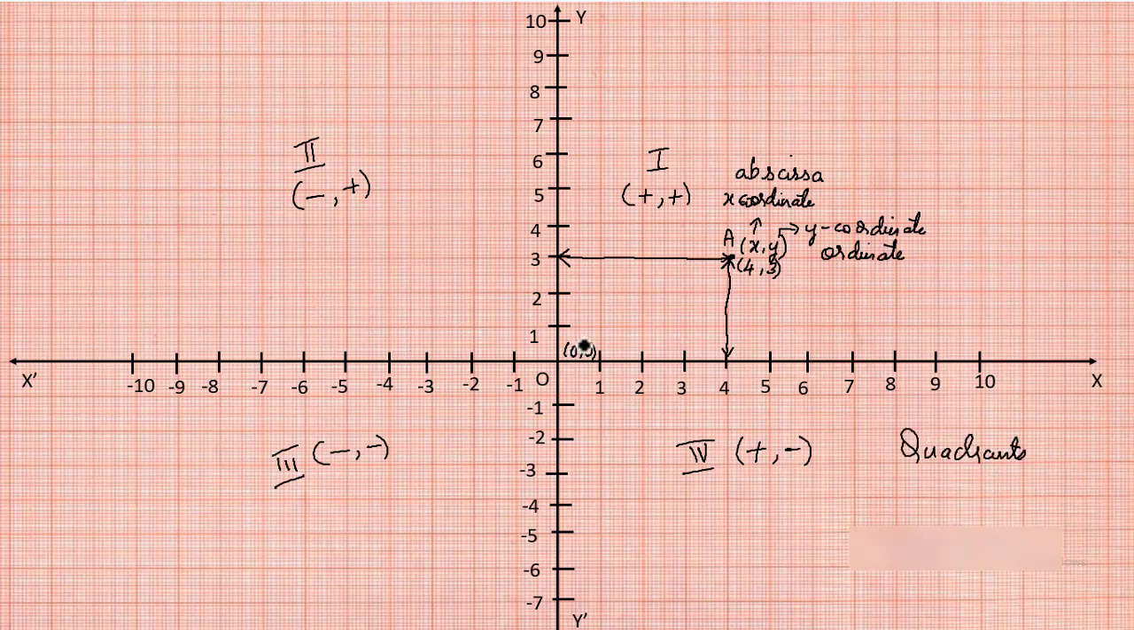In your exam, they can give you a point, for example, minus 4 comma 3, and ask you to determine which quadrant this point is in. Here you can see that the x value is negative and the y value is positive. So which quadrant comes into the picture? This is the second quadrant. In the second quadrant, the x coordinate is negative and the y coordinate is positive. Therefore, you can say that the point minus 4 comma 3 is from the second quadrant. This is how you determine which quadrant a point belongs to on a graph.